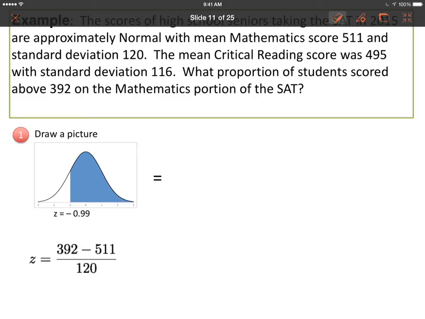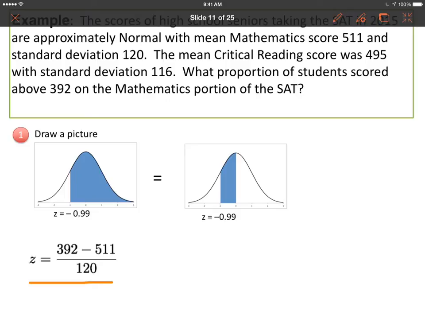So we'll want to figure out how to use the table, but before we can use the table, we need to get a z-score. So let's plug into the z-score formula here. So go ahead and plug that into your calculator. And you should get negative 0.99.